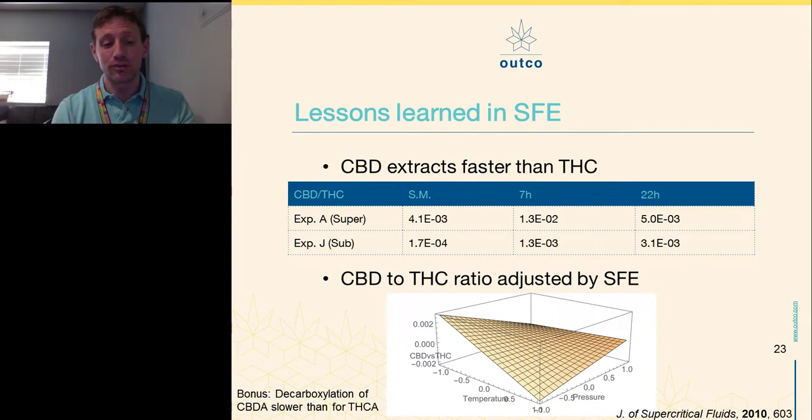And as a bonus point, decarboxylation of THC acid is actually faster than CBD acid. We have seen that trying to decarboxylate the flower in an oven, trying to decarboxylate the oil in an oven, or in other experimental setups. I'm still not sure why.